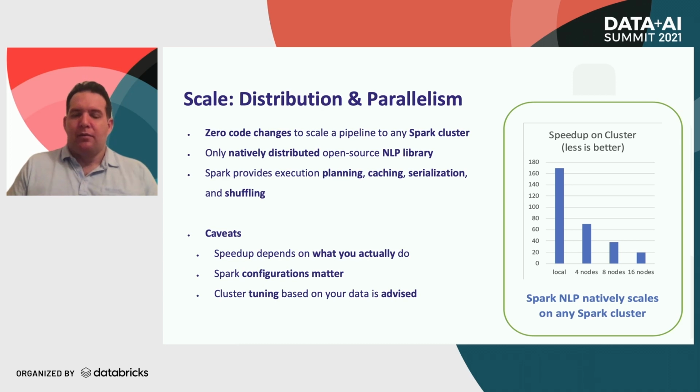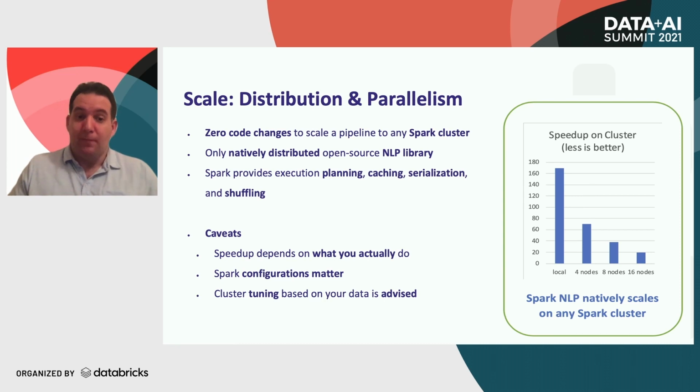Other than speed, another big thing for Spark NLP is being able to scale. There are zero code changes required to scale a pipeline to any Spark cluster. As you saw in the code, when we define a pipeline, it's a Spark ML pipeline. That pipeline is serializable, but it also distributes to a cluster with no code changes.